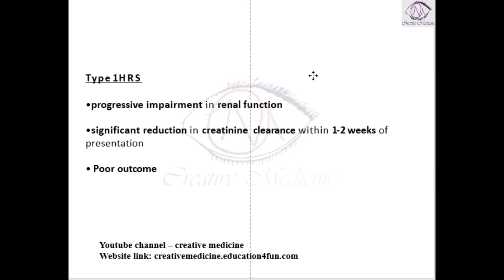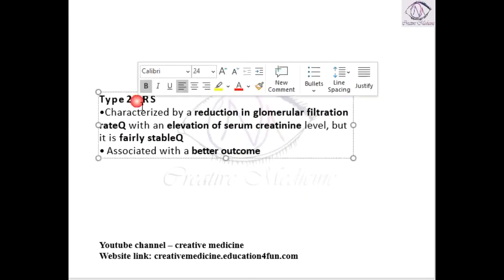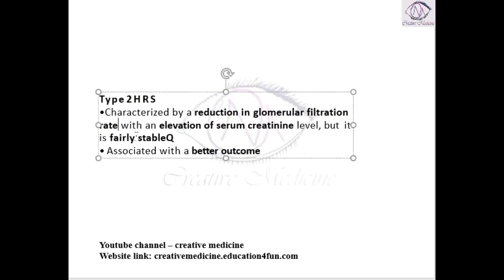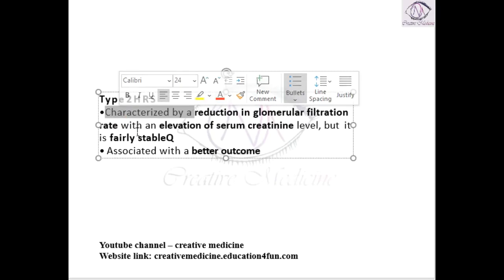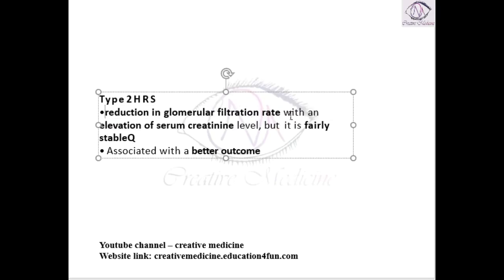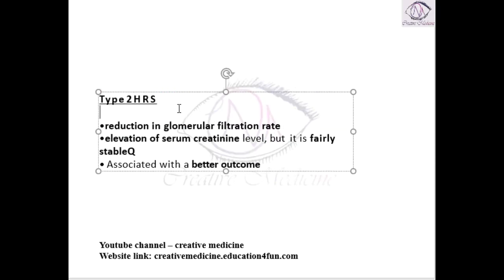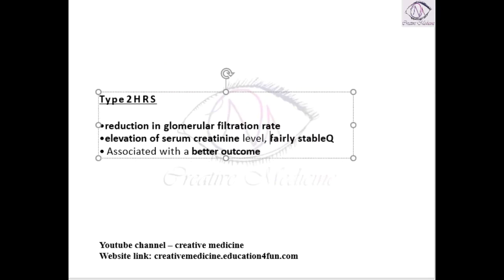Then we have the second type of hepatorenal syndrome, which is type 2 hepatorenal syndrome. In type 2 hepatorenal syndrome, there is decreased glomerular filtration rate, and there is elevation of serum creatinine level, but this elevated serum creatinine level is almost stable. It is not a progressive elevation; it is more than normal, but it is stable. So this is associated with better outcome.